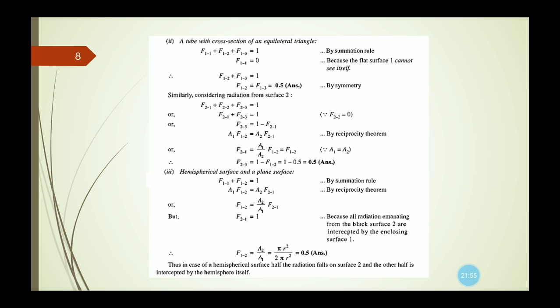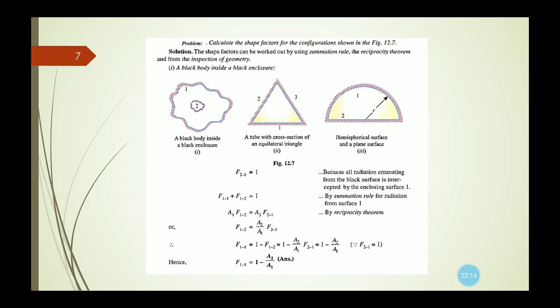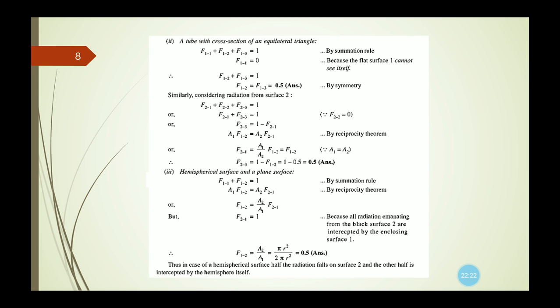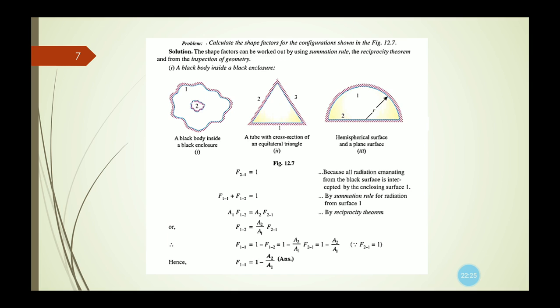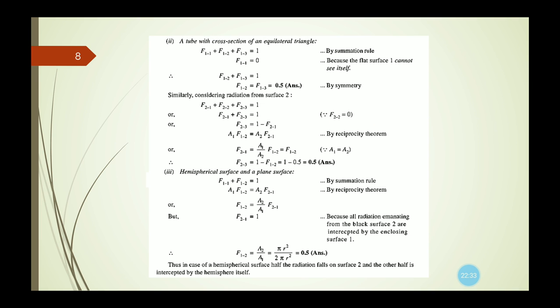So using the summation rule, the concept of symmetry and the reciprocity relation, we have calculated the shape factor in the second case. Now for the third case, what is given? A hemispherical surface and a plane surface, 1 and 2. The plane surface is 2 and the hemispherical surface is 1. From the summation rule we can write F11 plus F12, where F11 is the shape factor of the hemispherical surface with respect to itself, equals 1.